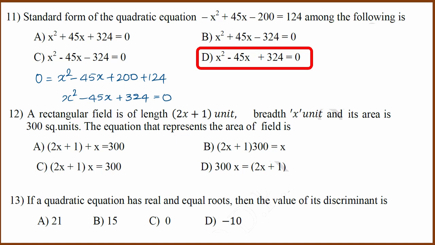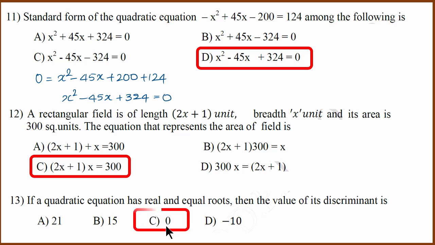2x plus 1 length multiplied by breadth equals 300. Correct answer C. Next question: quadratic equation has real and equal roots. What is the value of discriminant? If it is real and equal, discriminant value is 0. B square minus 4ac will be 0.